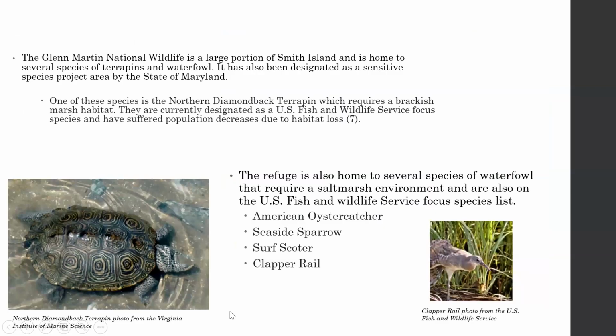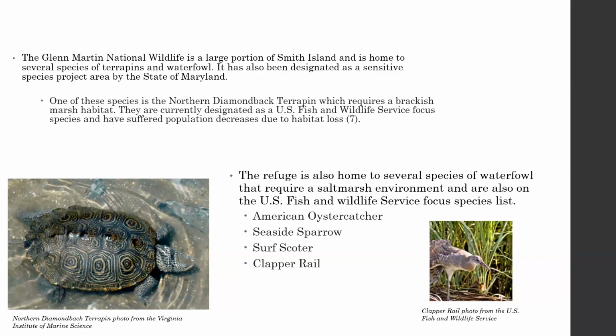Some of the sensitive species that are on the island, it's important to cover that because the entire island itself is designated as a sensitive species project area by the state of Maryland, meaning that it contains a rare, threatened, or endangered species in an ecosystem that is of high value if it is lost. Since the entire island is mostly a brackish marsh, it's a hard ecosystem to replicate anywhere else. So there are a lot of species such as the northern diamondback terrapin that are only found in a few places on the East Coast that call that island home.